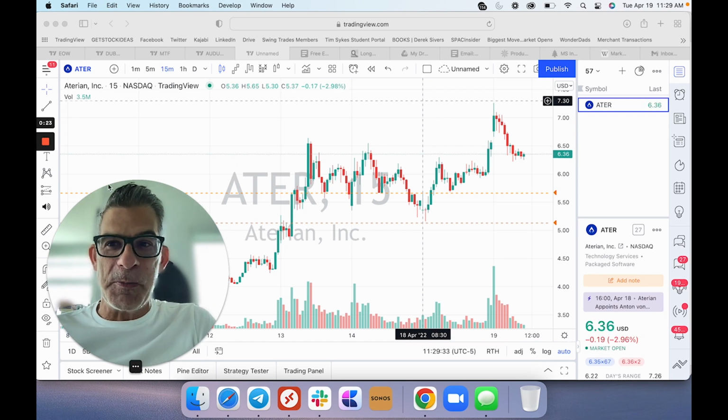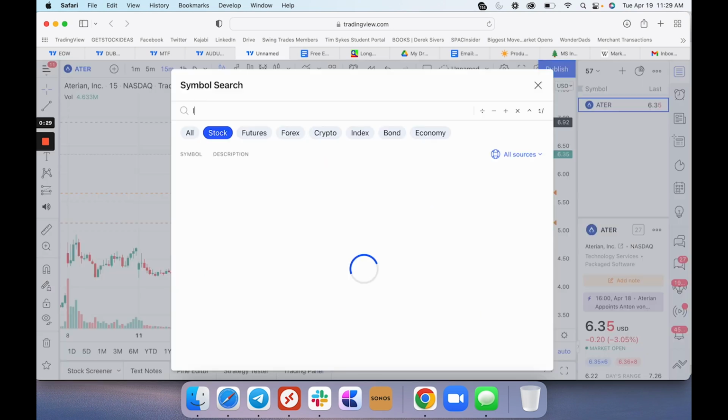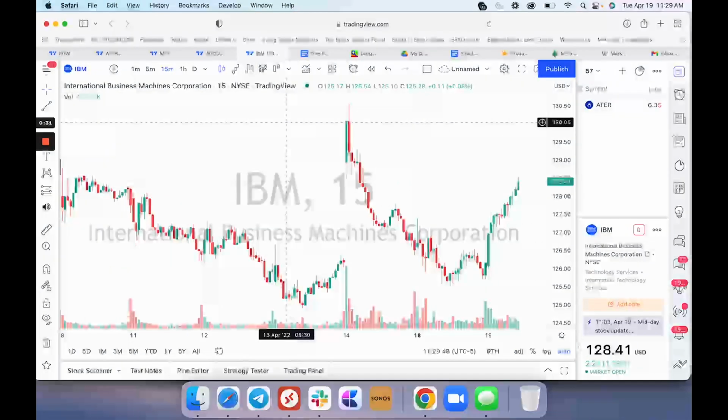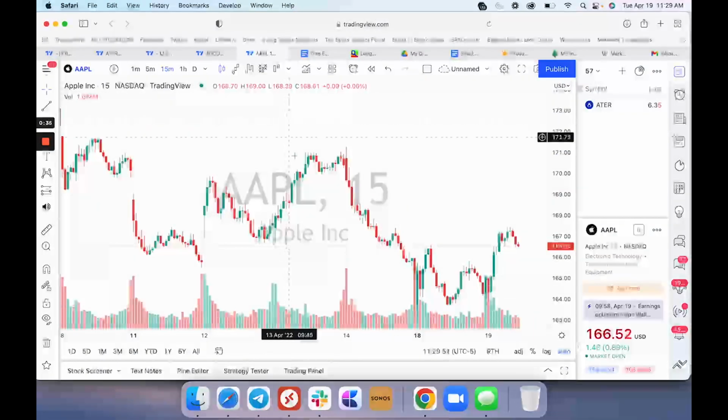So, here we go. Here's a regular old not penny stock, micro cap stock, ATER. Here's a regular stock, IBM. Here's a regular old stock that everybody thinks is going to go up forever, Apple.